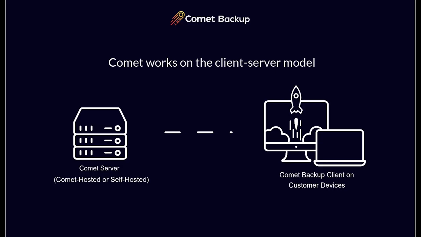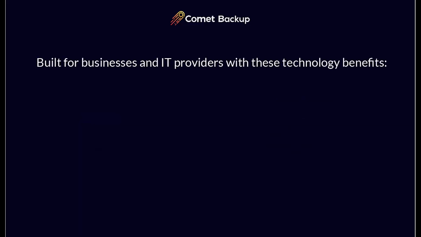First, here is a quick run-through of your Comet setup. Comet works on the client-server model, and it has two main components, as you can see here. You have the Comet Server, which is your main console for managing users, backups, and devices. And you have the Comet Backup Client, which is installed on the user's endpoint, and it's the one that performs all the backup and restore operations. We will have a look at both the Comet Server and client interfaces in this video.